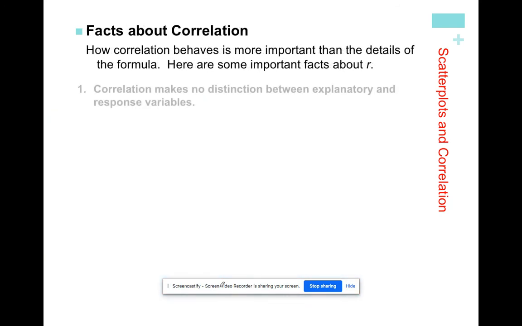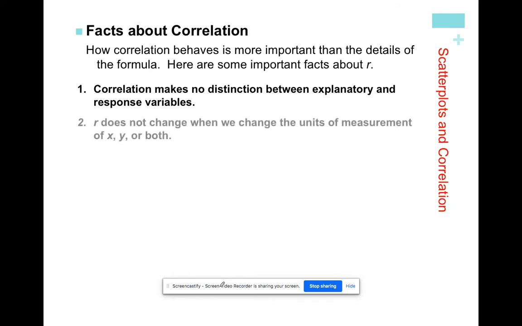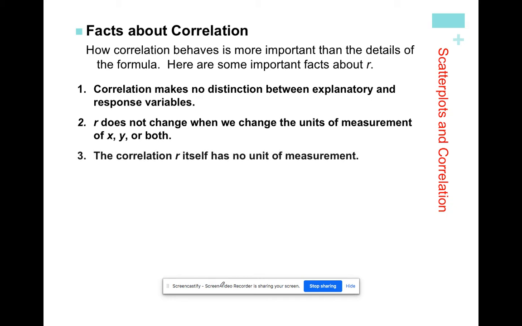So some facts about correlation. If you switch your explanatory and response variables, correlation will not change. It's going to remain exactly the same. And if we change units, it is not going to change the value of correlation. Those points are going to be just as closely associated as they were prior to the change. And then correlation does not have a unit of measurement itself. So when we report correlation, it's just r equals a number. That's it. No units attached.